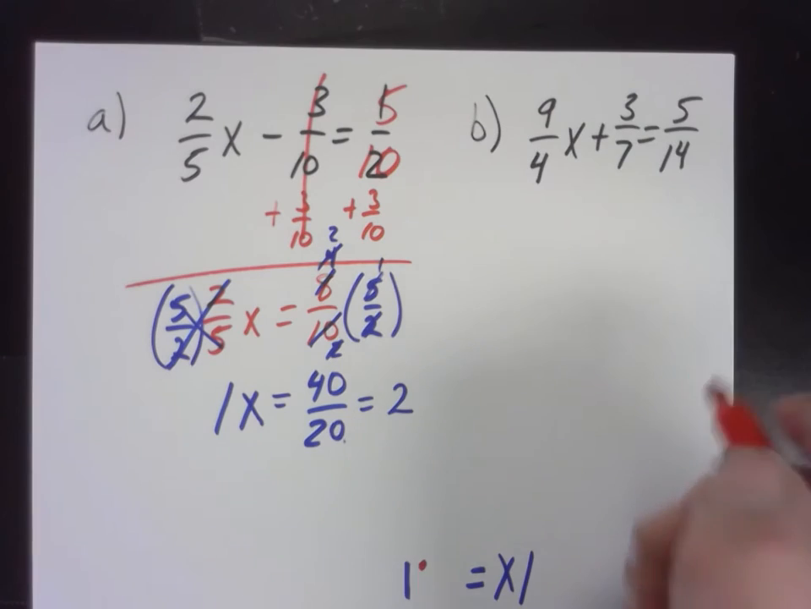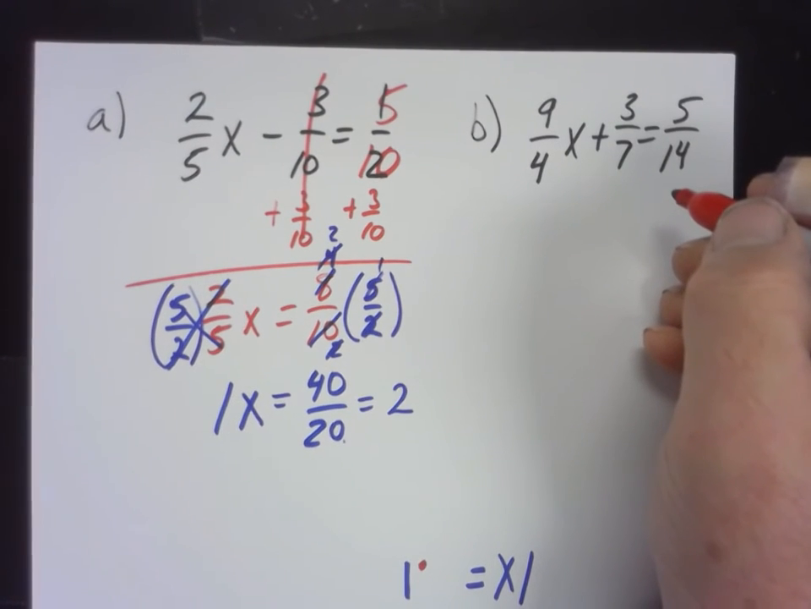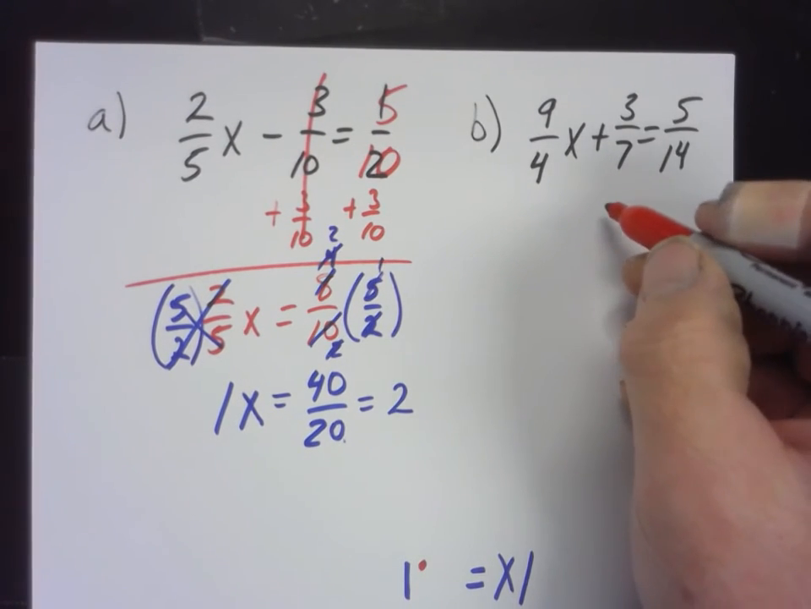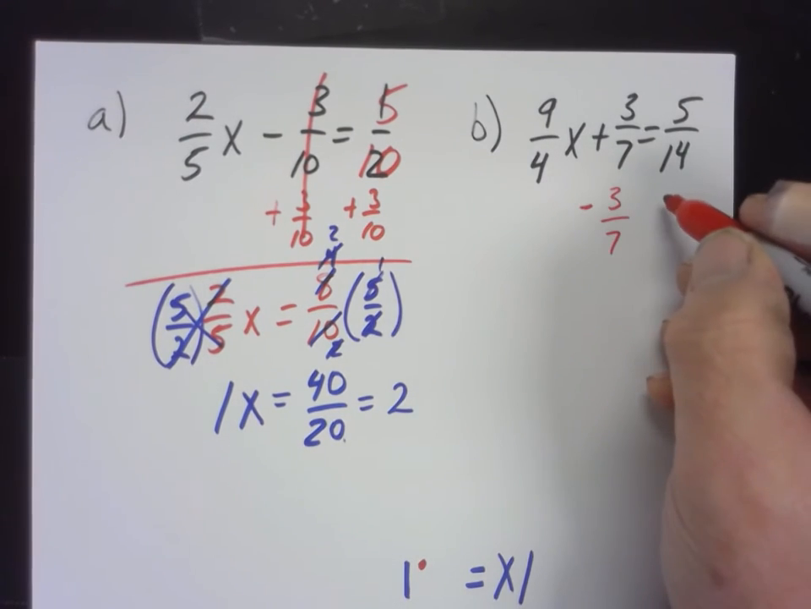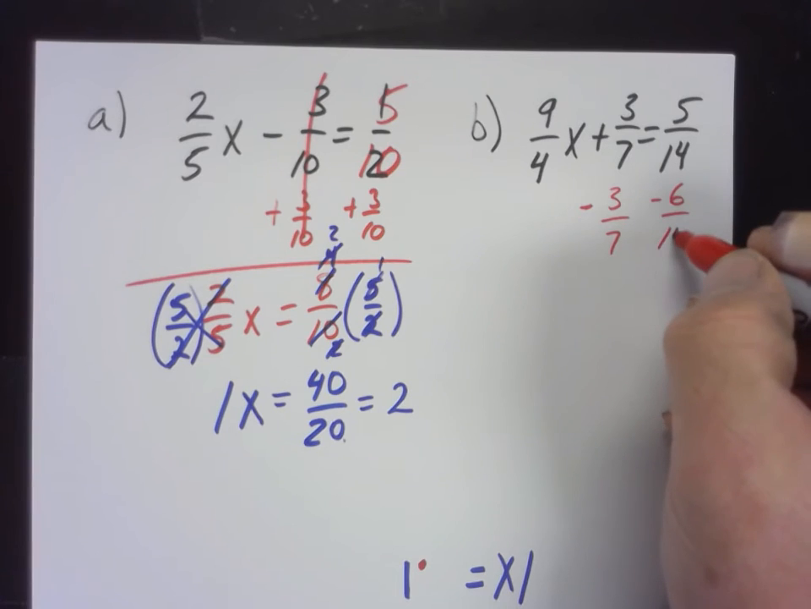Okay, B. What first, Jack? Minus 3/7. Okay, so we're going to subtract 3/7 or 6/14, I guess.